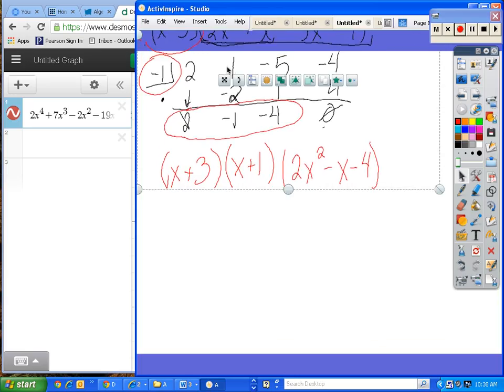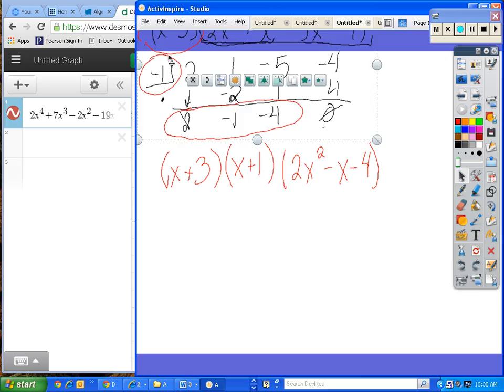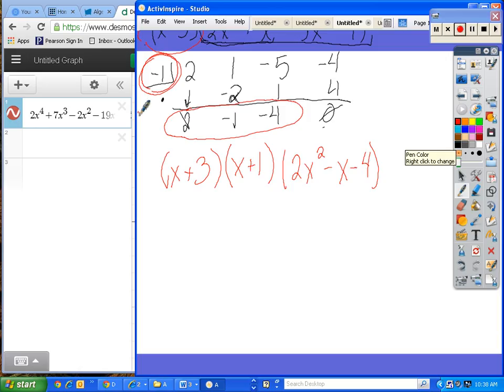Yes? Why did I change this negative? The question is, why did I change this negative 1 here, which was my root, to a positive 1 here? Right? That's the question? Well, what we do is we write this as x minus whatever our 0 is. So this factor would be x minus minus 1. That's what this factor would be, and what is a negative negative? Positive. So that's where we get this positive here in this x plus 1.